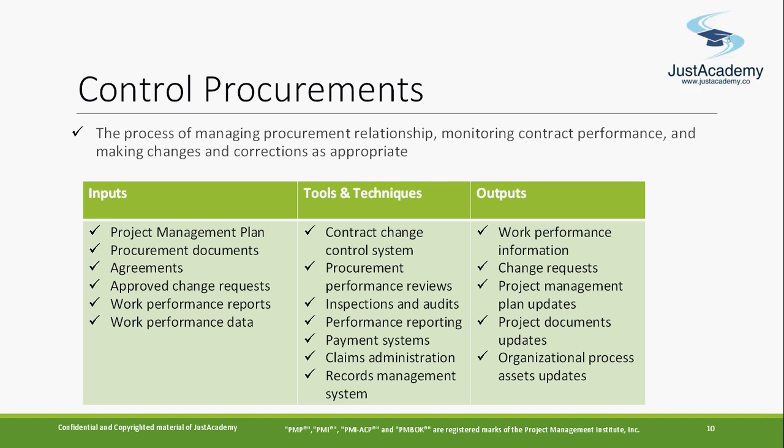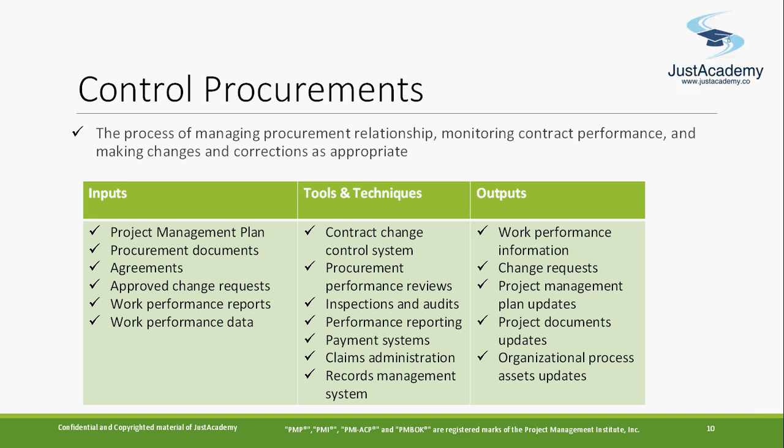And as I said, this is monitoring and controlling. You'll have work performance data as input, and then work performance information, change requests, project management plan updates, project document updates, and organization process updates as output, similar to other control processes. Here you are going to focus more on the procurement side. You'll see their performance, and observe when they have delivered, what was expected, and how much percentage they have provided.